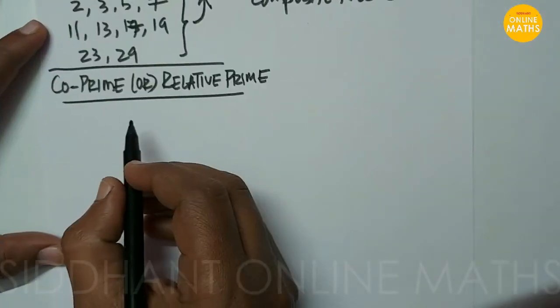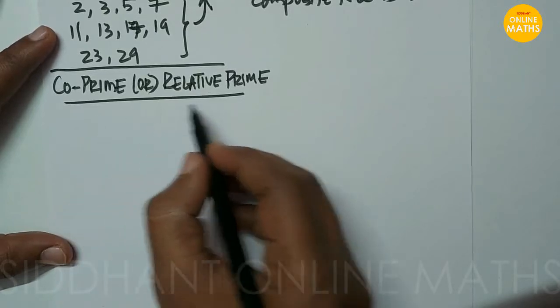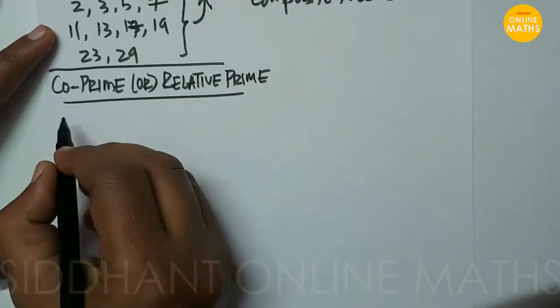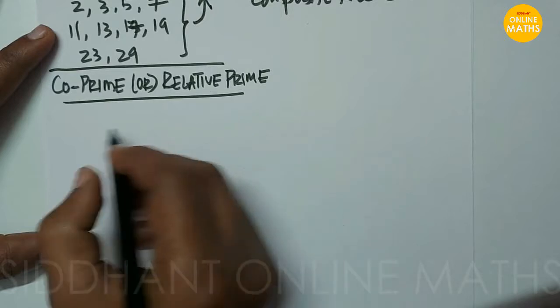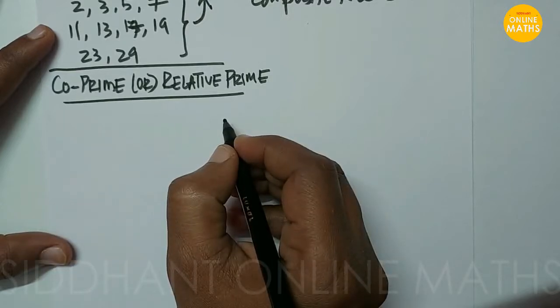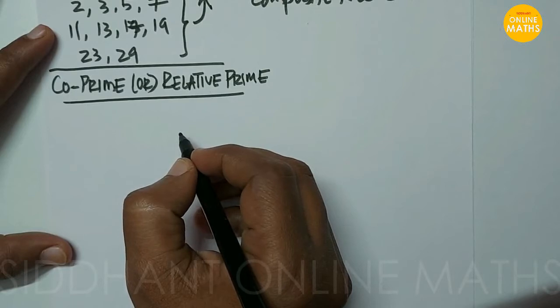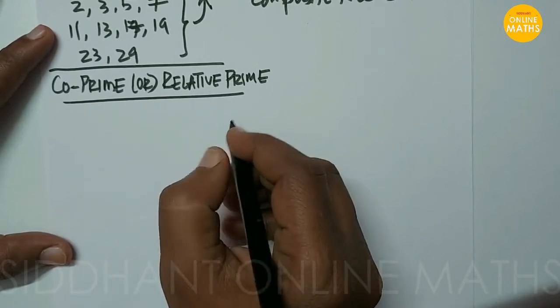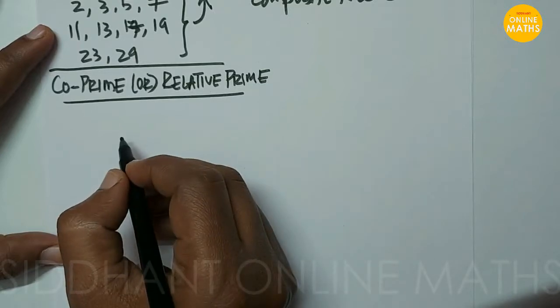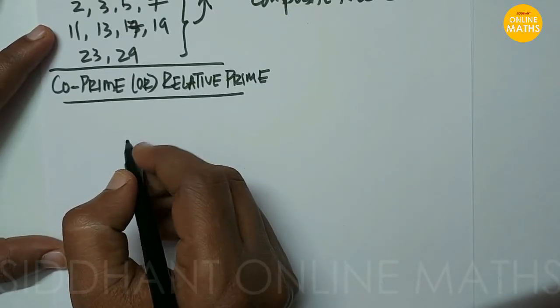So next topic, co-prime or relative prime. Here two numbers are called co-prime or relative prime when you see only one common factor, that is 1. Then we can say that the two numbers are co-prime or relative prime.